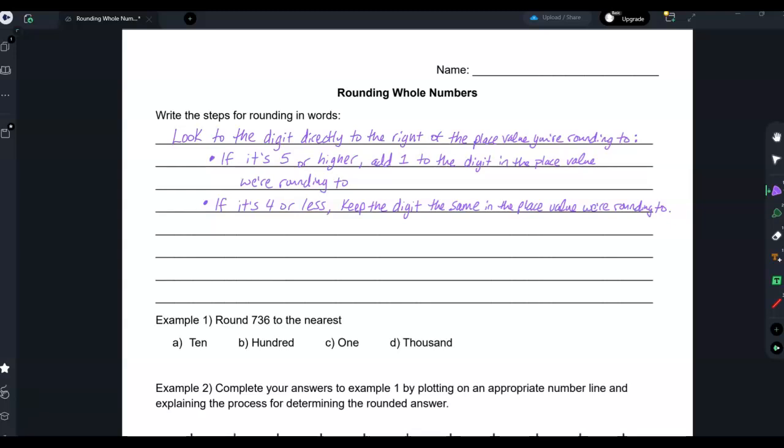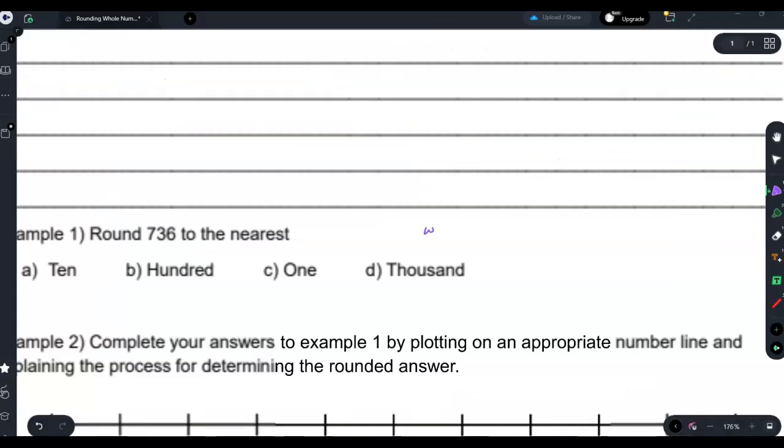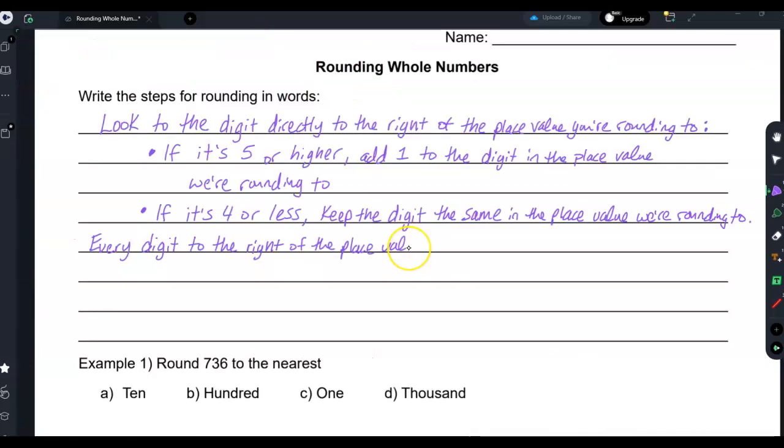And then this is the part that everyone knows to do, but a lot of times when they're explaining the rules for this or telling a student what to do, this is the part we forget to say. So you're not just changing that digit, you're also changing everything past that, right? So every digit to the right of the one we're rounding to becomes a 0.